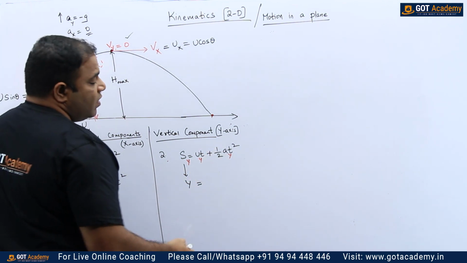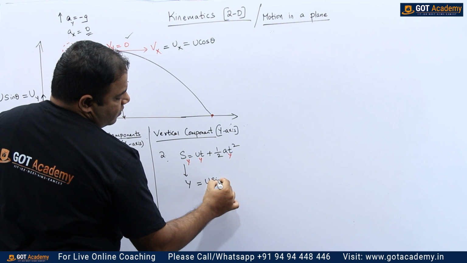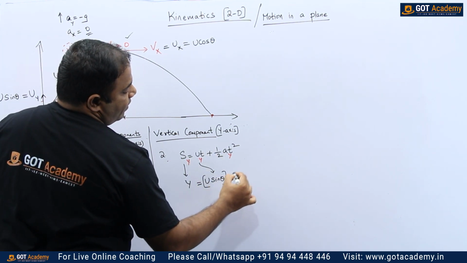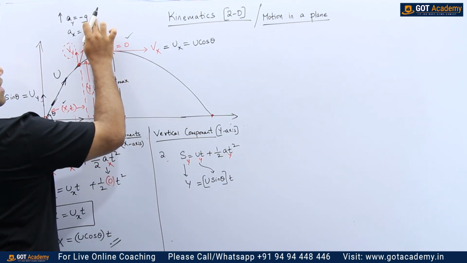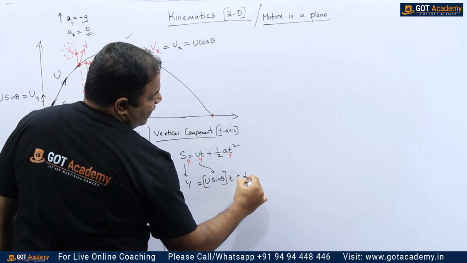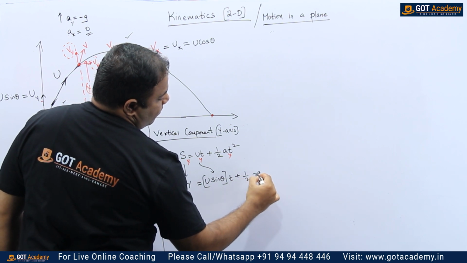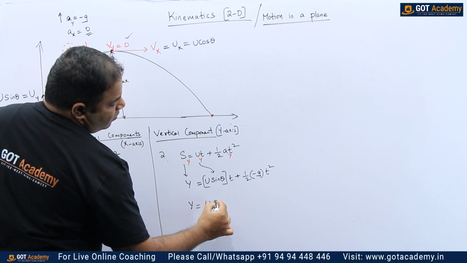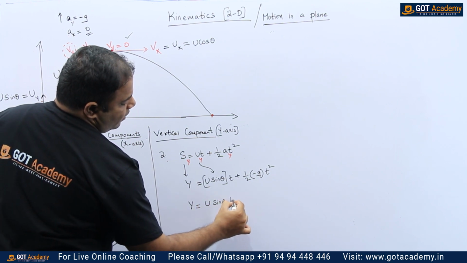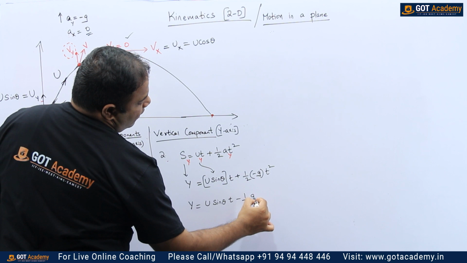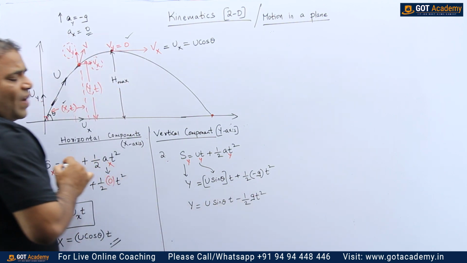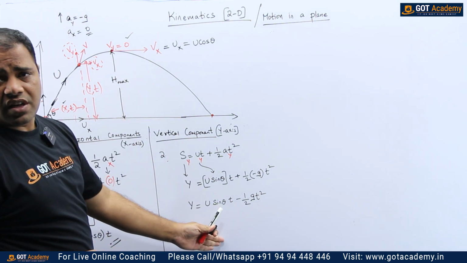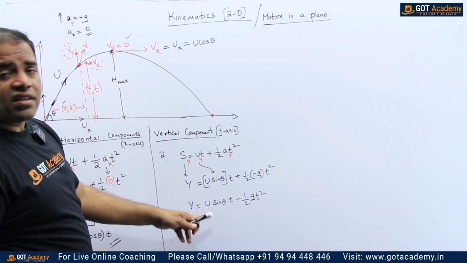I erased it just now. So uy is u sin theta into the given time, whereas acceleration along the y-axis is minus g. So plus half into minus g into t square. So y is equal to u sin theta into t minus half g t square. This is very, very important, my dear. In order to prove that this is parabolic motion, I need this equation. Very important. So please look at this carefully.